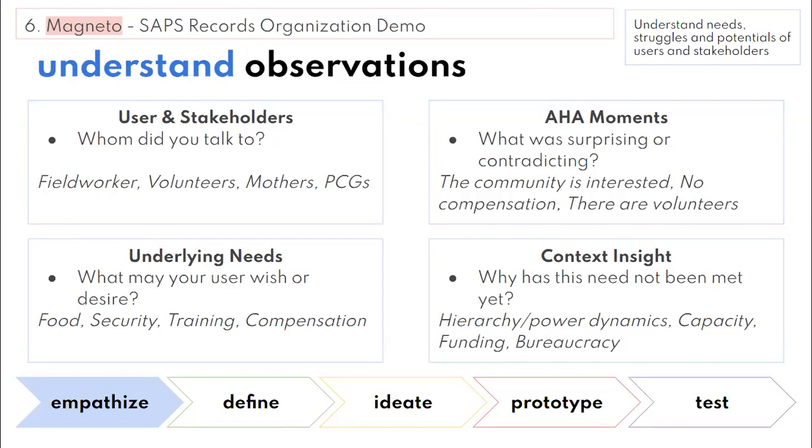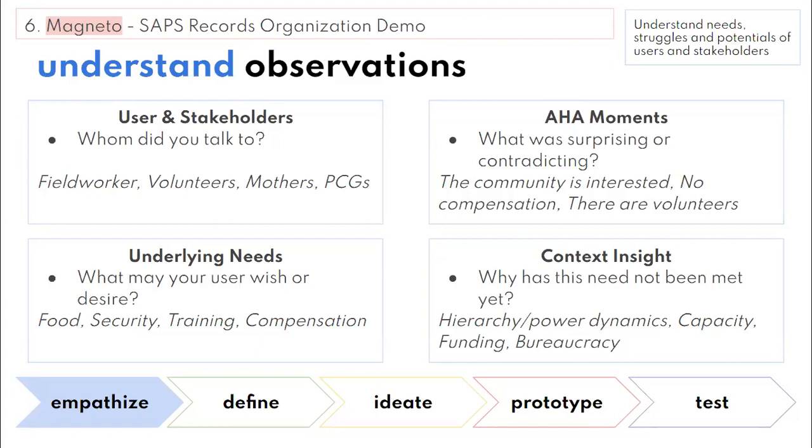Or is their project or the service or product so bad that we just scrap everything and we start again? You need to also be able to have a look at the context insight. Why has this not been met? What's going wrong in the society? What's going wrong in that particular community? What is not being addressed in that community that requires you to engage with this challenge and for you to do it?